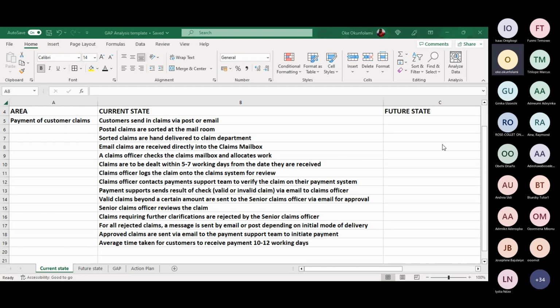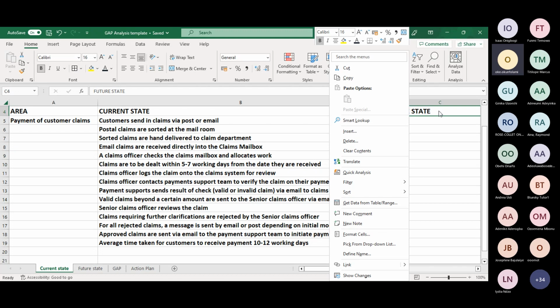So you see, I'm going to scroll to the very end so that you see that I've got the area here. So remember how we said you want to identify the area. So it's the customer claims department, or there's a process that we're trying to analyze. Is the payment, the claims processing. I don't know how to put it, the customer claims processing. That's what we're trying to analyze for any issues in the current state. Then we want to check to see what the desired state should be, which is the future state.